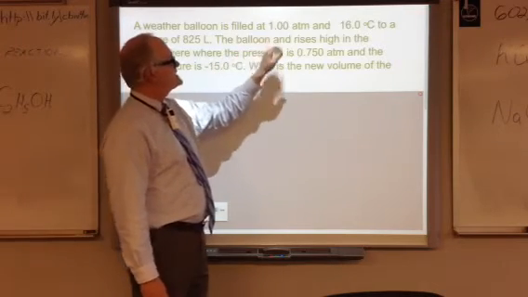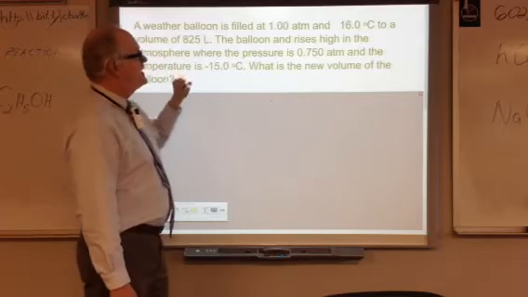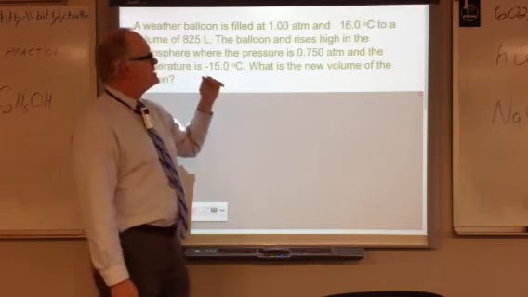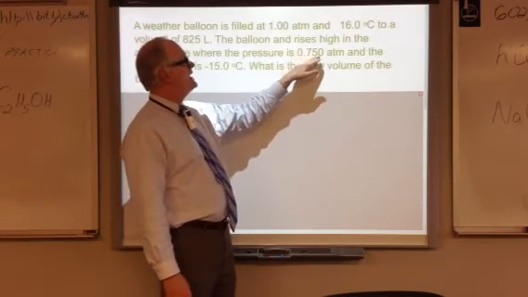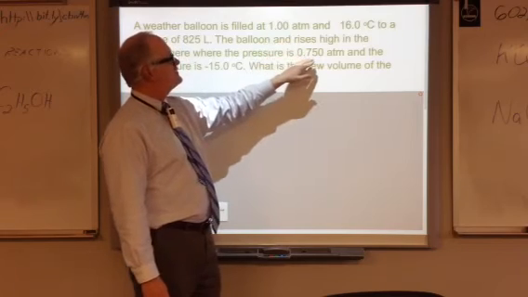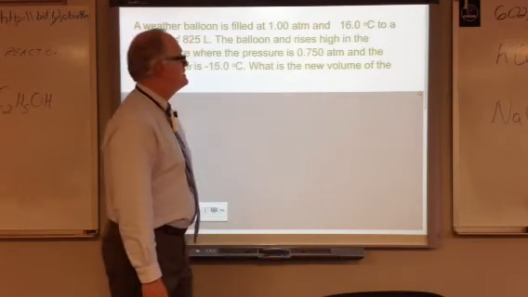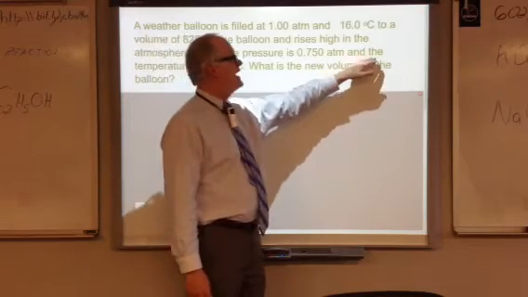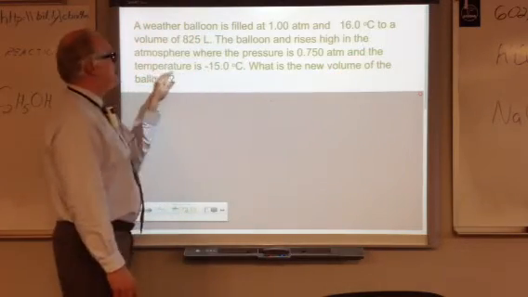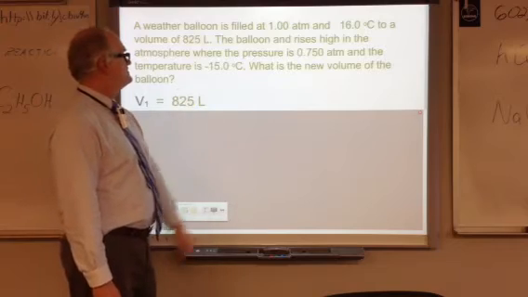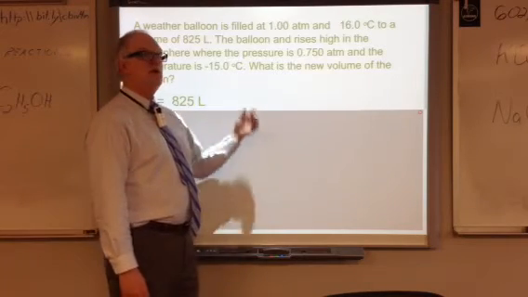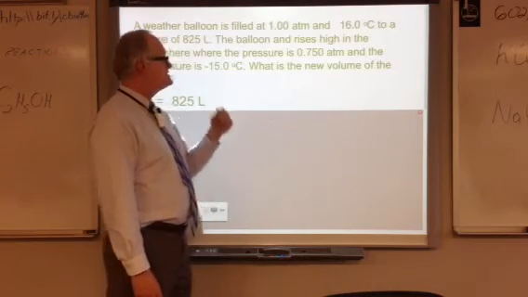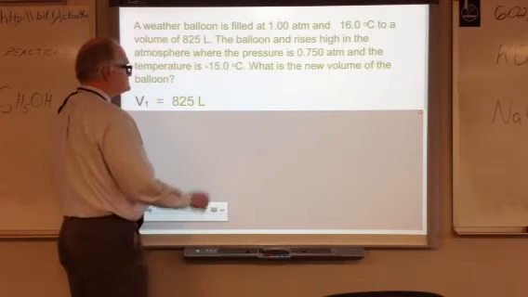The balloon rises high into the atmosphere. And when it does, the pressure that it experiences is going to go down. It's going to go from 1 atmosphere down to 0.75 atmospheres. And at the same time, the temperature is also going to go down. So the temperature high up in the atmosphere is minus 15 degrees Celsius. What we want to find out is what's the new volume of this balloon.